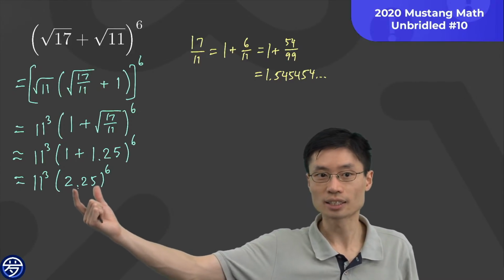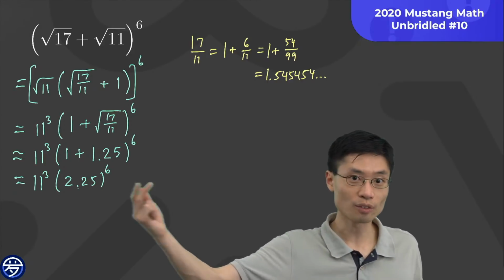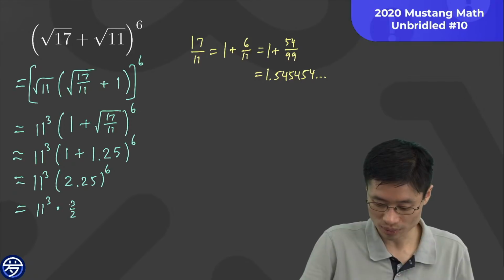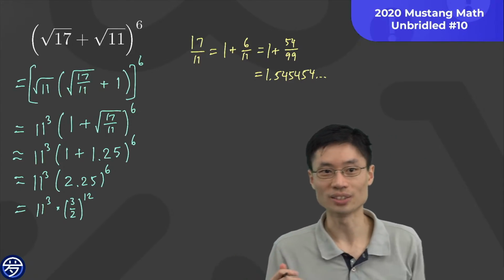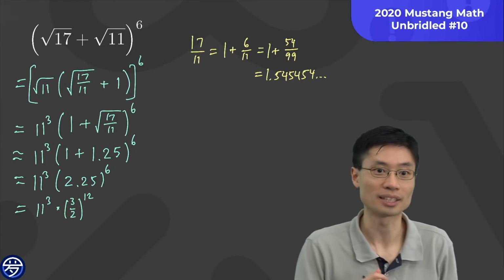Yes, indeed. This is some nice power. 2.25 is 1.5 squared. So it's like 3 over 2 to the 12th power, right? You could say that this is somehow 11 cubed times 3 over 2 to the power 12. But it's not clear to me that that actually saves much work. So I'm not entirely sure whether there's a better way to do this. But this approximation is not bad. If I did this, I could actually probably get somewhere.